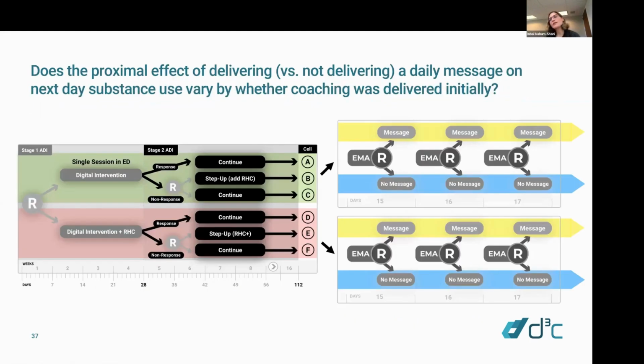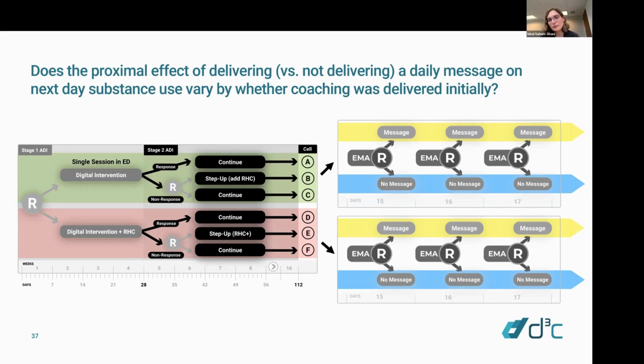All right, so I think that now you know how to answer the question about the synergy, because remember, the question about the synergy was essentially a question about an interaction between starting with coaching versus not starting with coaching and delivering a daily message, where the focus is on the proximal outcome, next day substance use. I want to know if the effect of sending a message versus no message on next day substance use will be amplified, if it will be stronger, more positive for those who start with coaching versus those who do not.